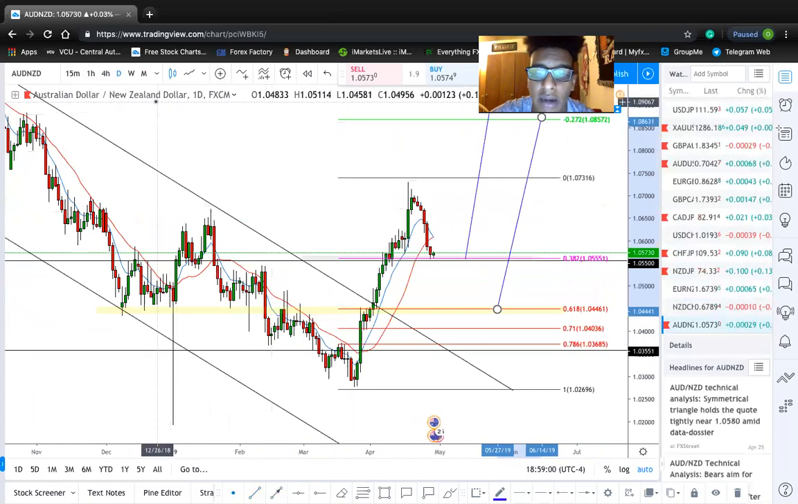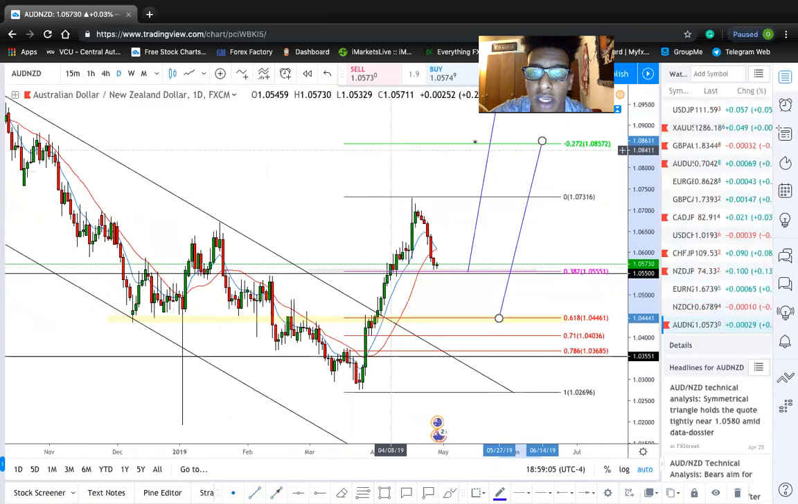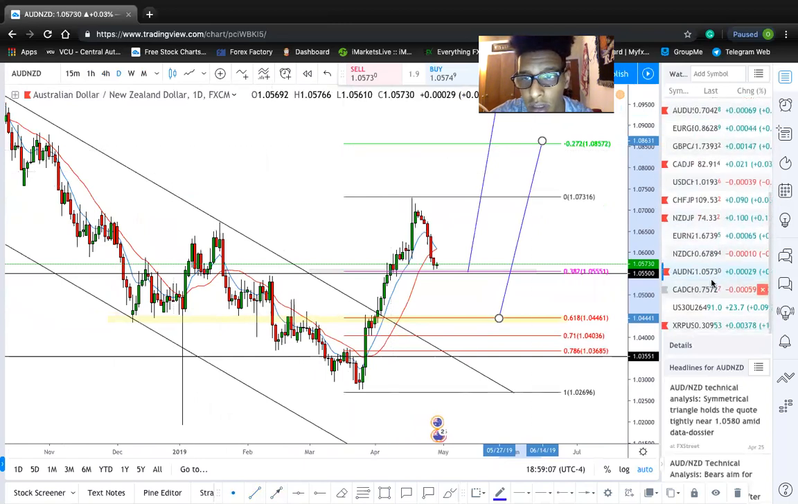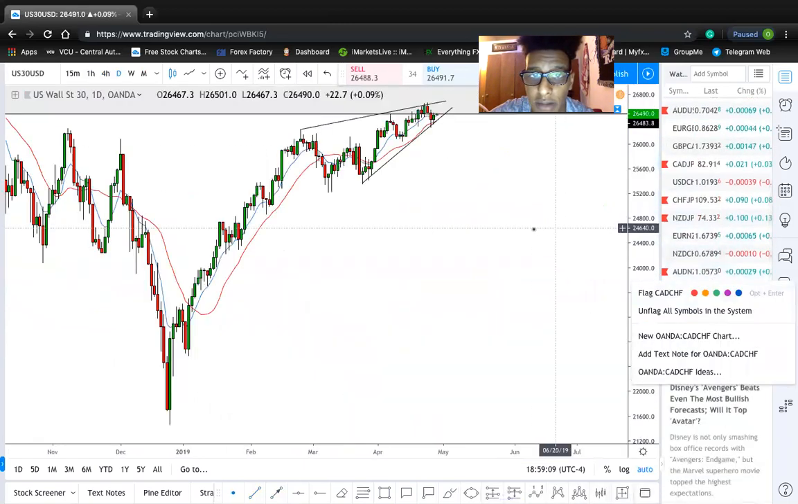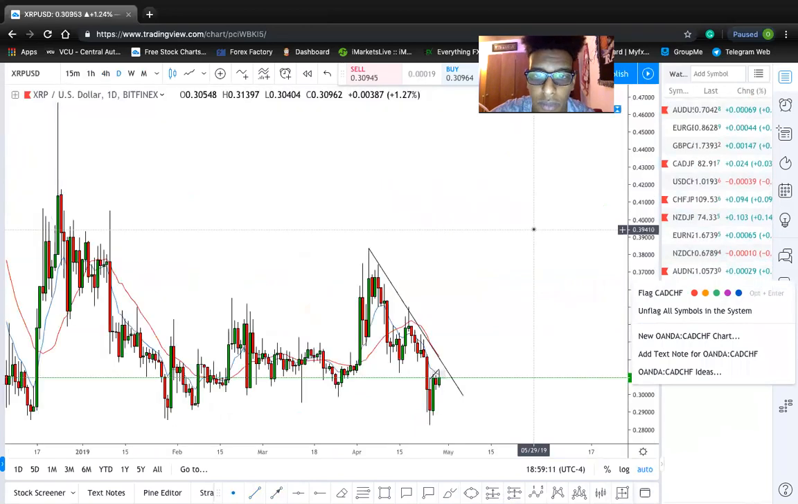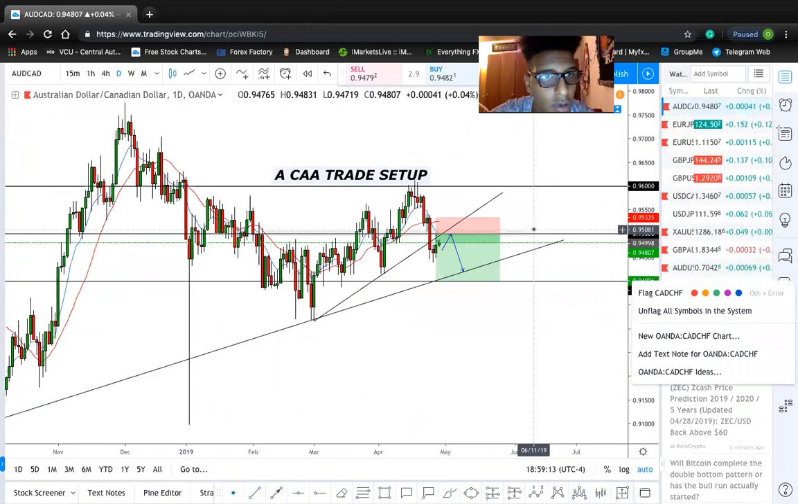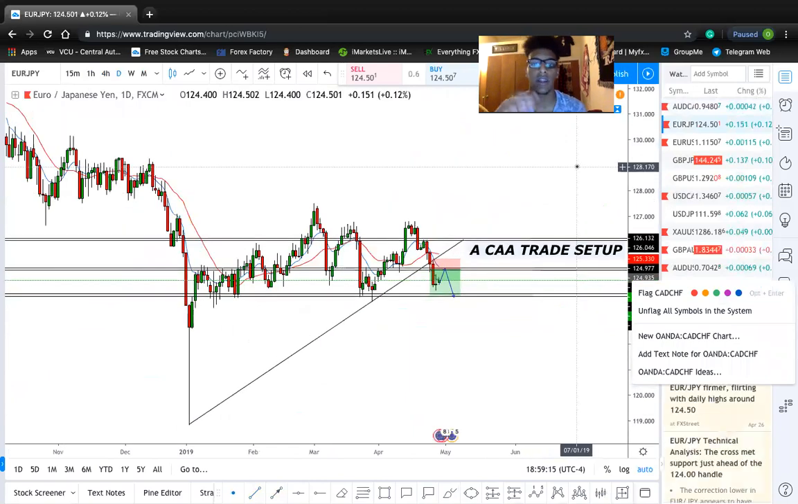We have to look at the higher time frames to see how the candlesticks are looking, and then scale down to the lower time frames to see what price action is telling us. But again, there's a lot of great setups this week. So yeah, that's basically it.